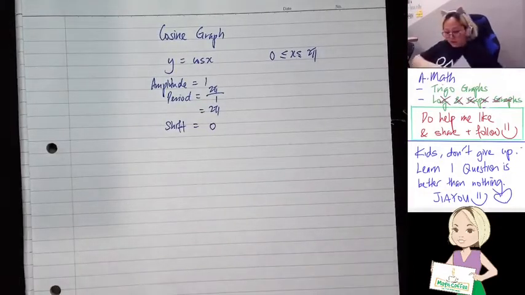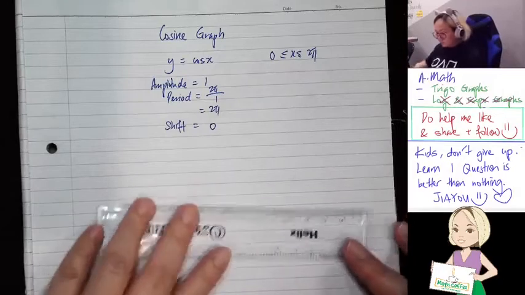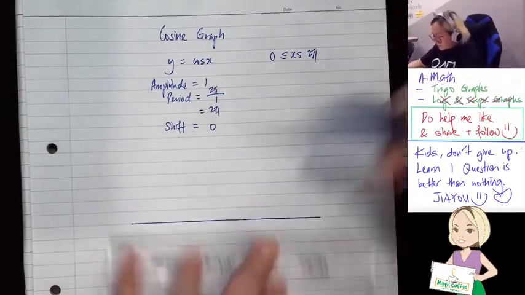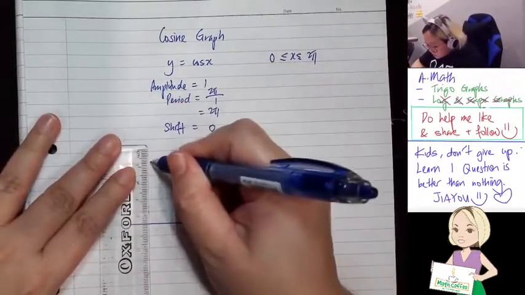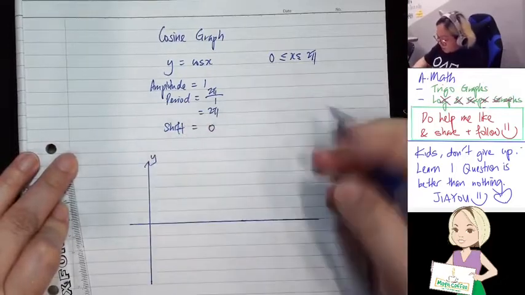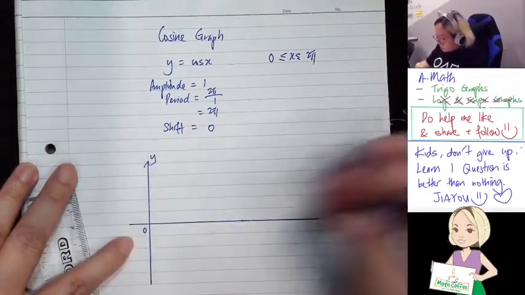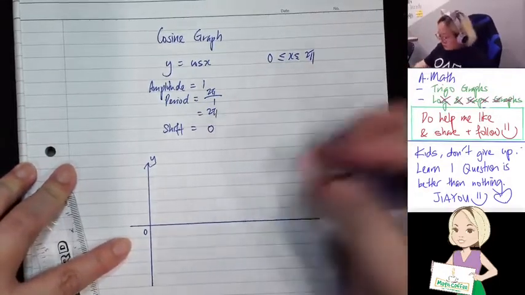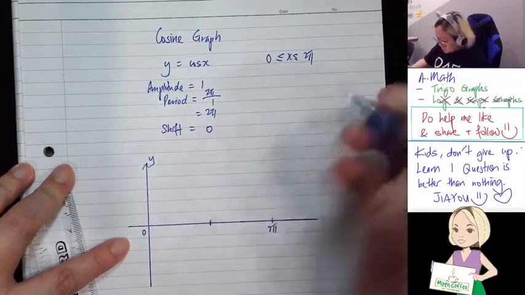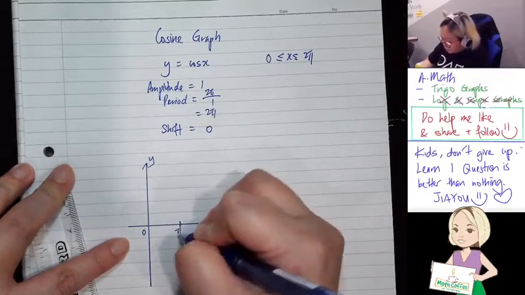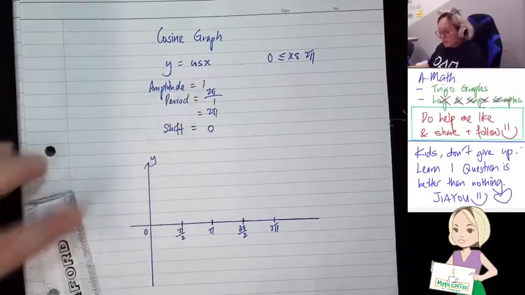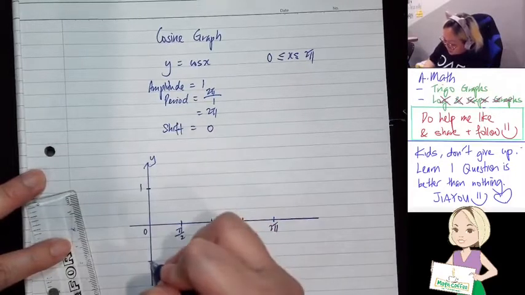So let me draw my axis first. So let's plot the horizontal line, my y and my x, then I draw. So this is 0. I'm going to draw up to 2 pi, and my 1 cycle is also 2 pi. So maybe I put here 2 pi, half of it, pi, another half, pi over 2, and this is 3 pi over 2. Amplitude is 1, so maximum is 1, minimum is -1.